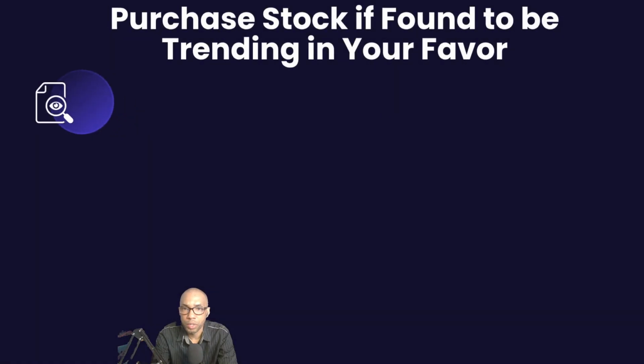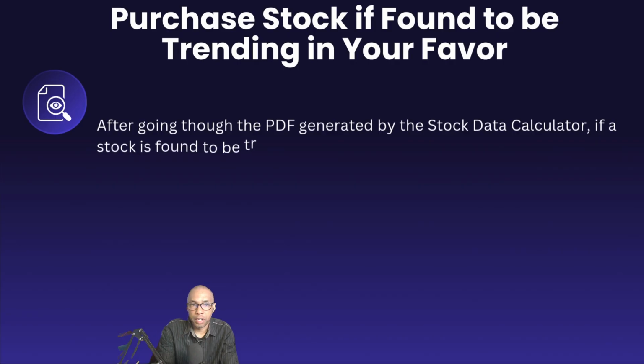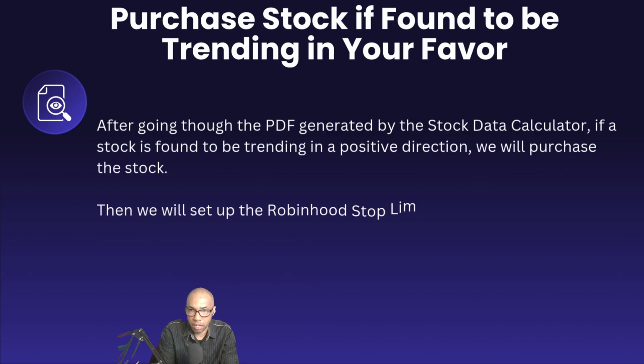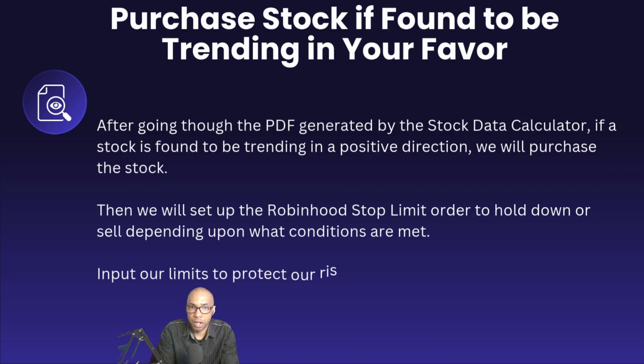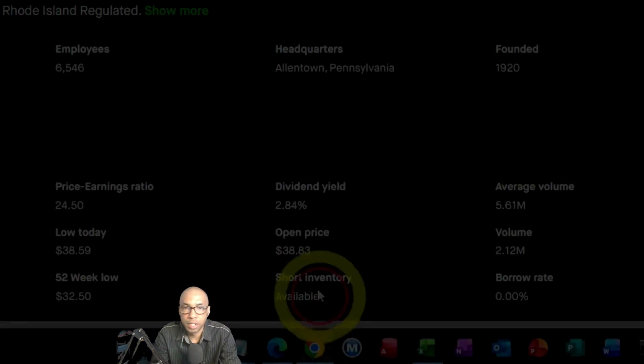So what's going to happen next is, after going through the PDF generated by the stock data calculator, if a stock is found to be trending in a positive direction, I'm going to go ahead and purchase the stock. Then we will set up the Robinhood stop limit in order to hold down or sell depending upon what conditions are met. Input our limits to protect our risk to reward ratio, and then we're going to monitor this. And it's not a big deal to monitor this.